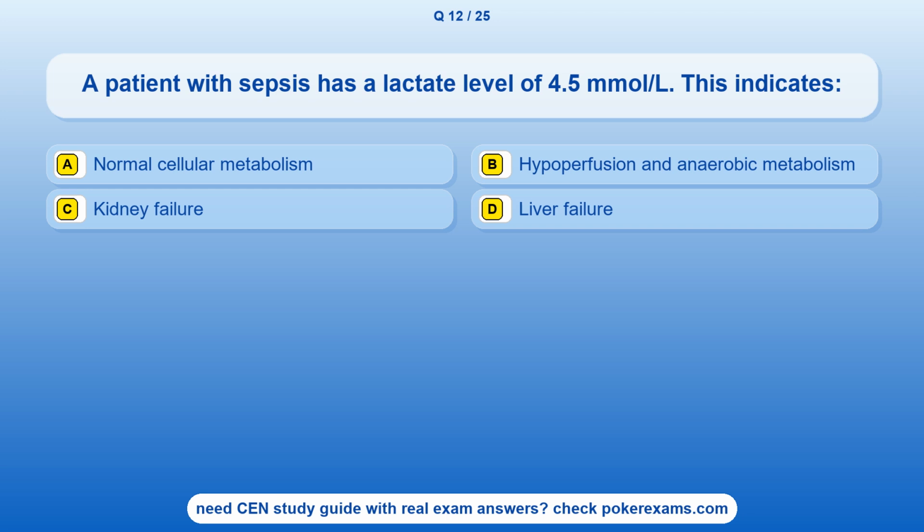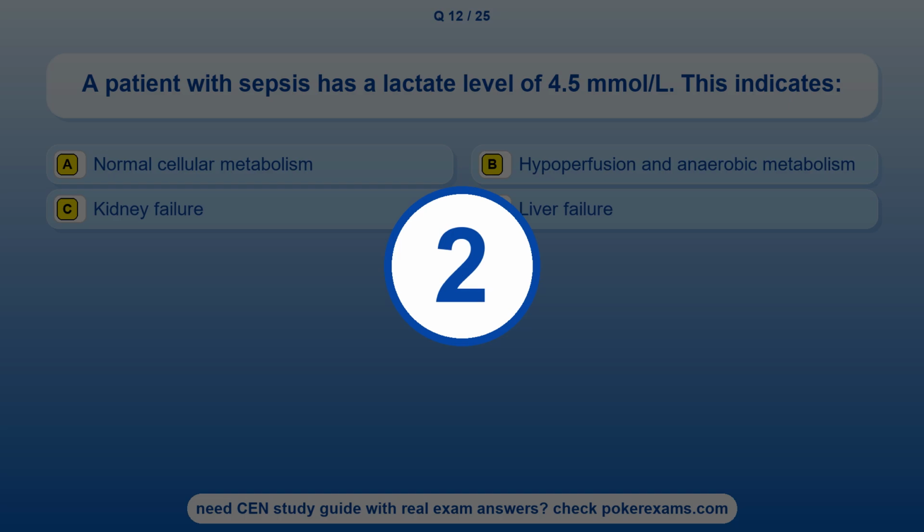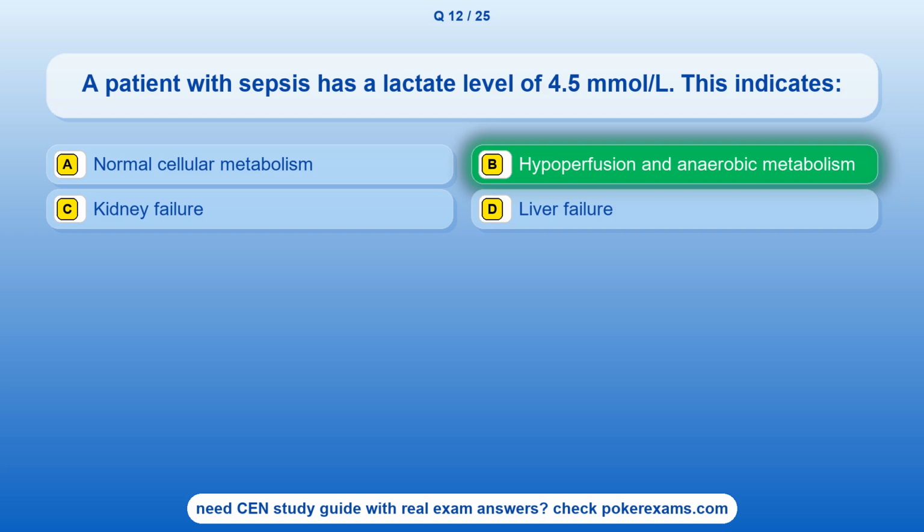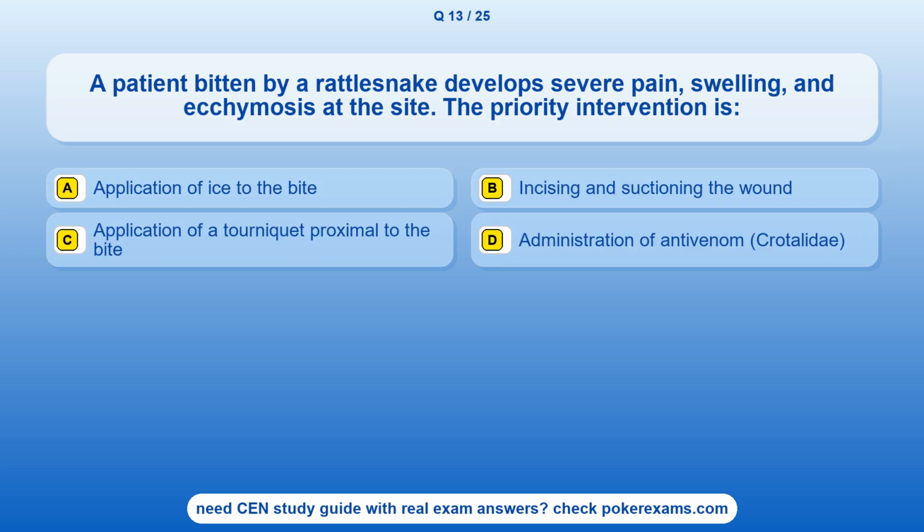This indicates: Option A. Normal cellular metabolism. Option B. Hypoperfusion and anaerobic metabolism. Option C. Kidney failure. Option D. Liver failure. The correct answer is option B. Hypoperfusion and anaerobic metabolism.